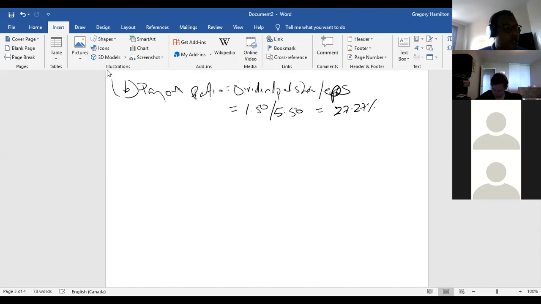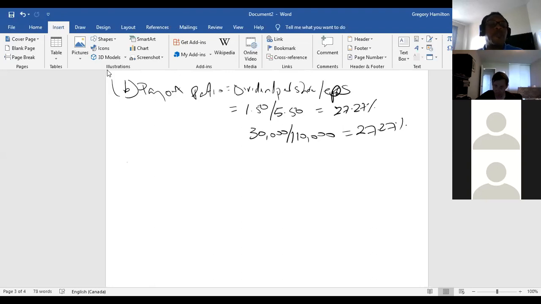Another way you could do it is by doing the dividend divided by the earnings available to common shareholders. So if we do dividends over earnings available to common shareholders, it would be 30,000 over 110,000. And that should also give you 27.27%.